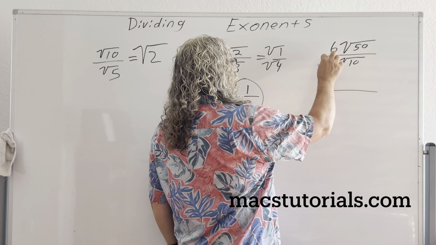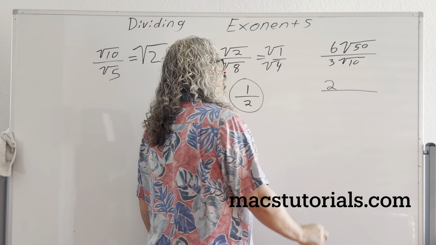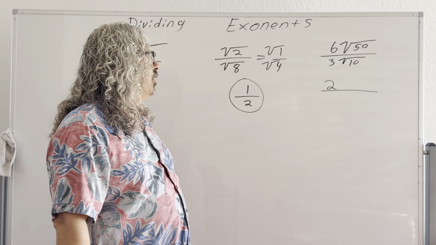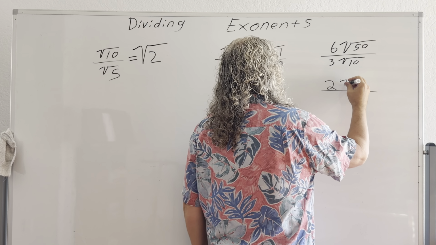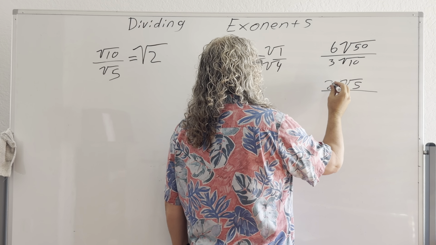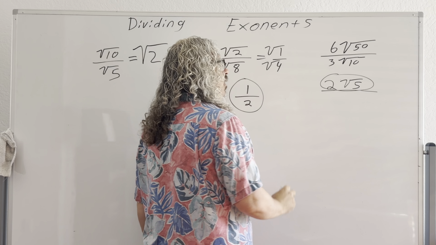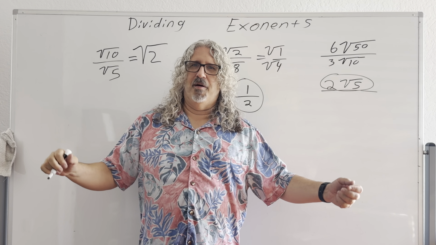Okay, so 6 divided by 3, I'm left with a 2 on top, okay? The 3 just got divided into the 6. And this, the whole 10 is going to be gone. I'm going to be left with square root of 5. Everything on the bottom is gone, so I didn't really need the fraction line. And boom, there is my answer.